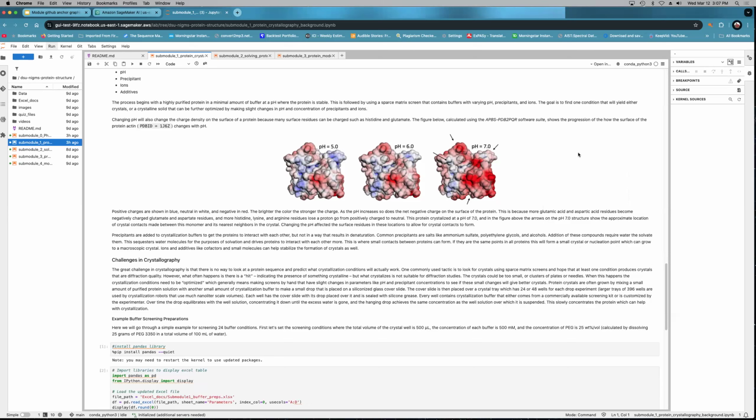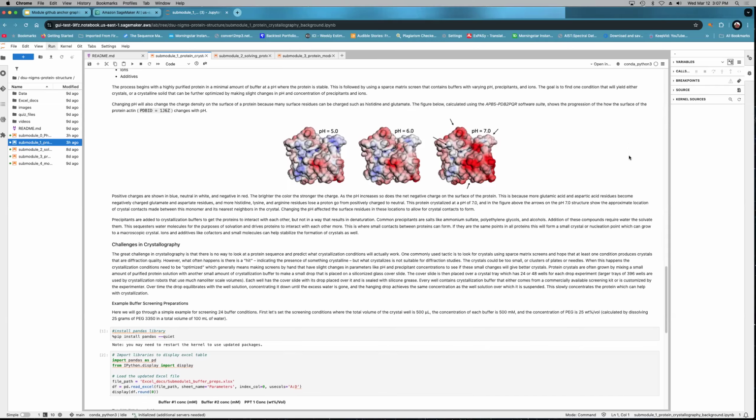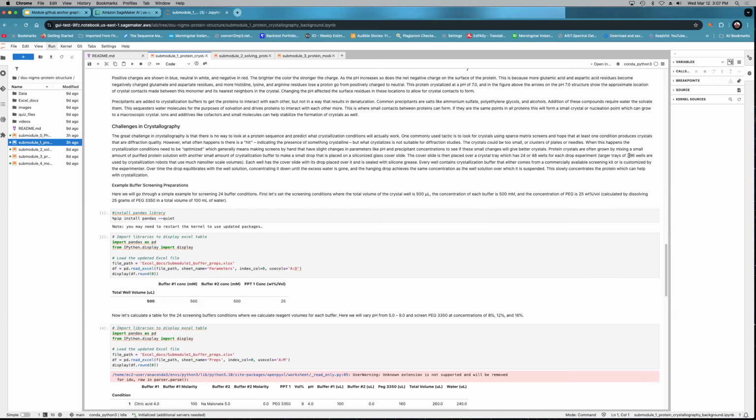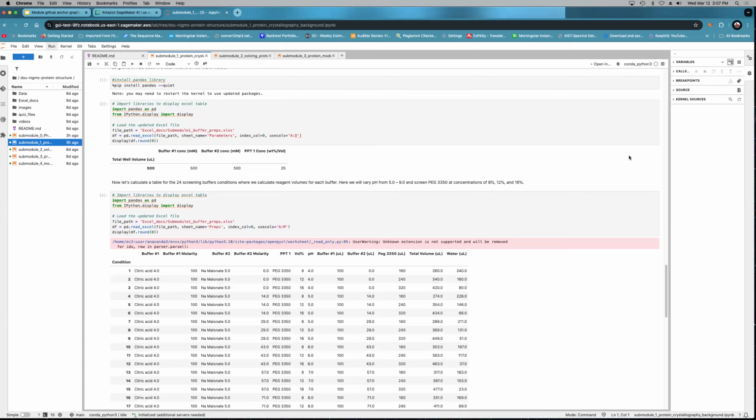And one of the biggest things we do when we're trying to screen for protein crystal conditions is change the pH. Because change in pH can lead to dramatic changes in surface electrostatics. And that's largely what's causing proteins to come together to form a crystal in the first place, is how do they interact with each other? So that can be affected by the pH. But the actual crystallization itself is very challenging.